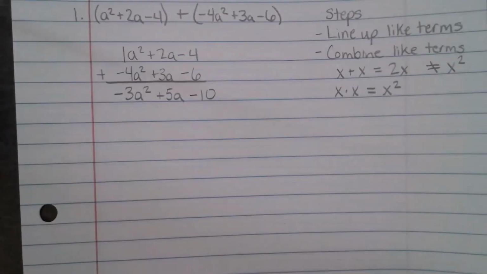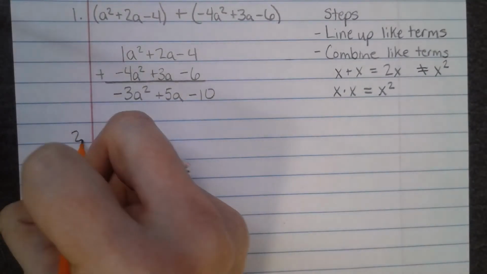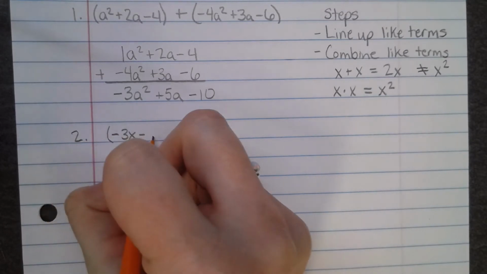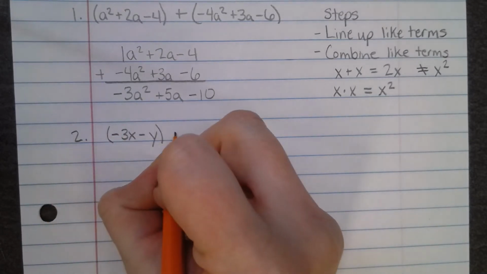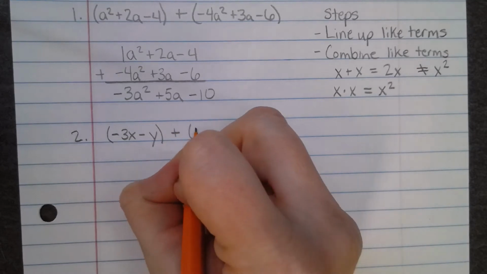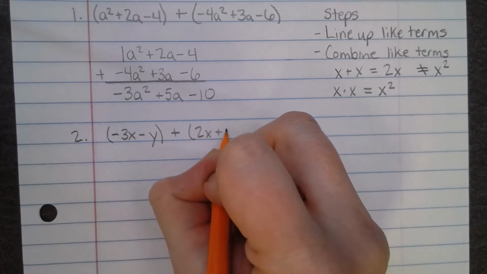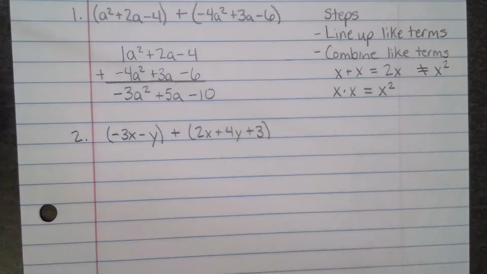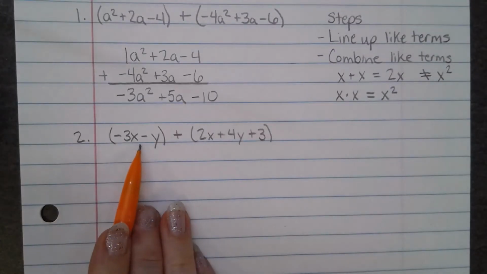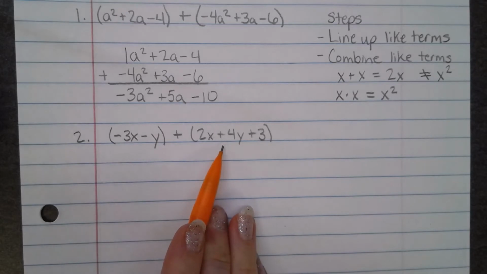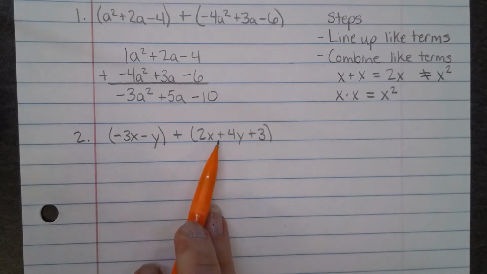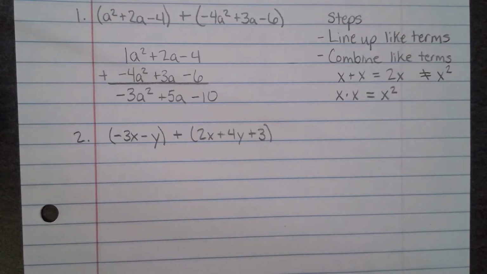Take a look now at example number 2. Here we have negative 3x minus y. We're going to add that with 2x plus 4y plus 3. So this time we're going to take a binomial and add it with a trinomial. Binomial meaning we have 2 terms, and trinomial with 3.